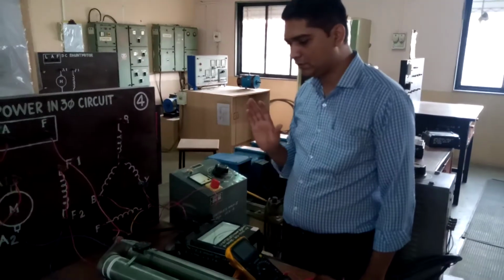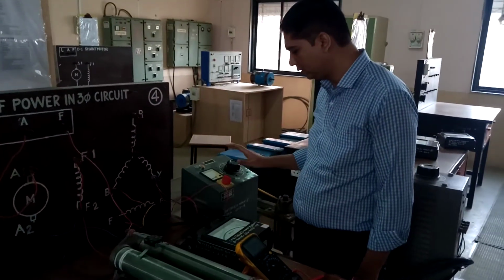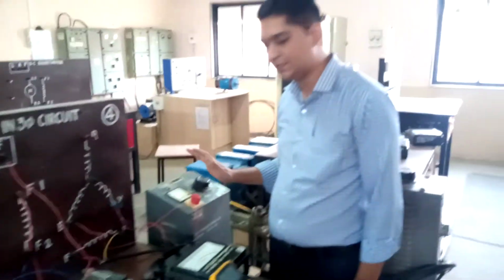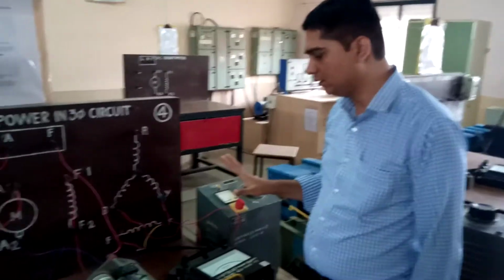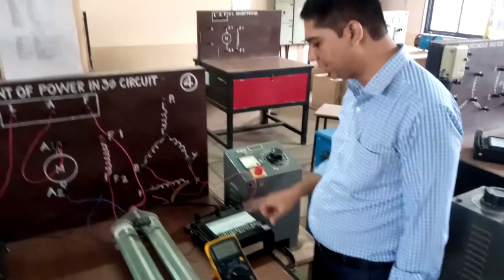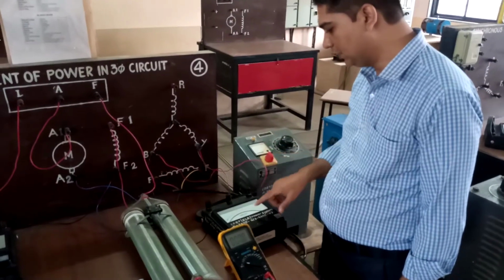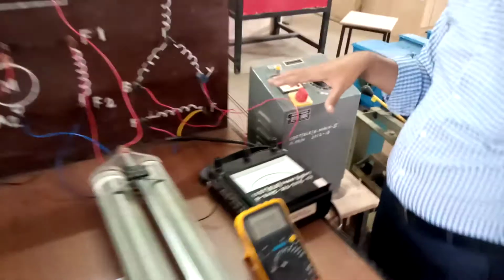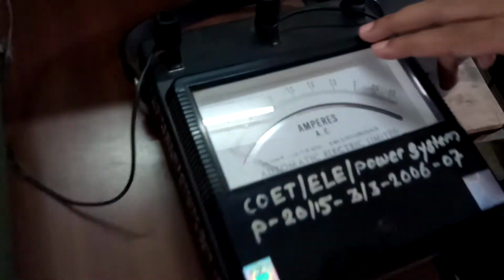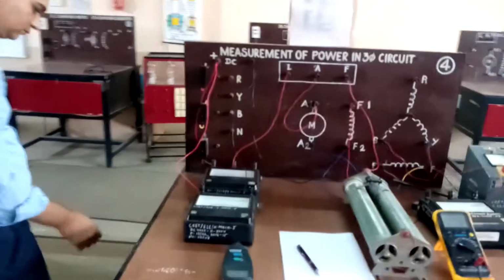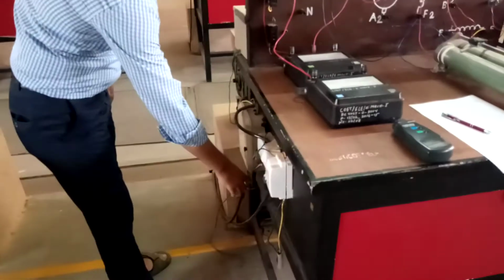One must again note that when you switch on this excitation, you adjust it in such a way that at any point of time the current should not exceed the rated value of the current, that is 4.3 ampere. So we'll keep a very close look on this ammeter while supplying the excitation to the alternator. So let's perform the practical. First switch on the supply.